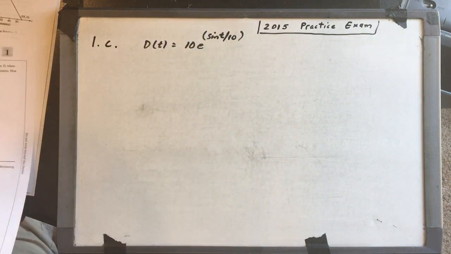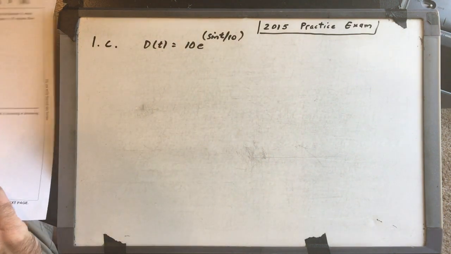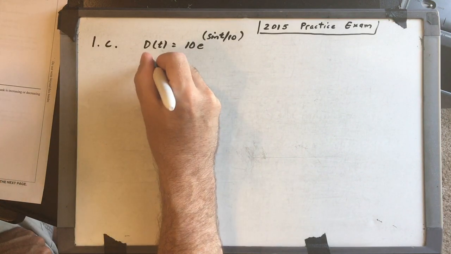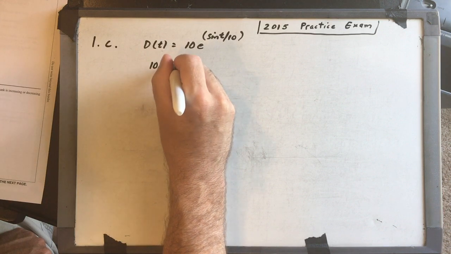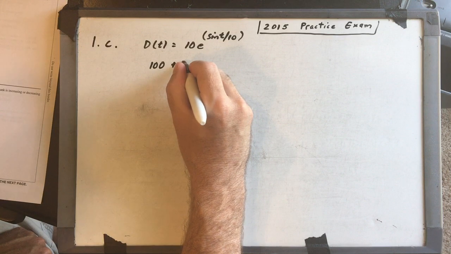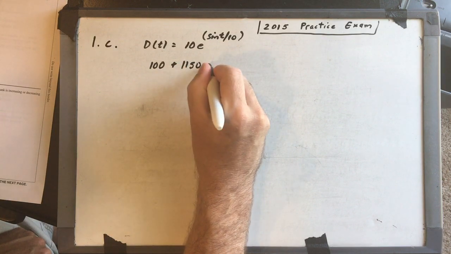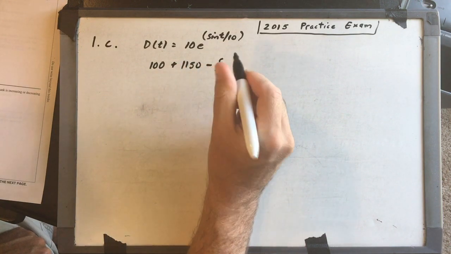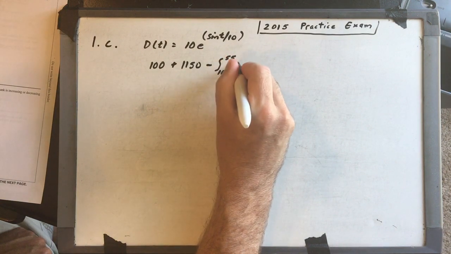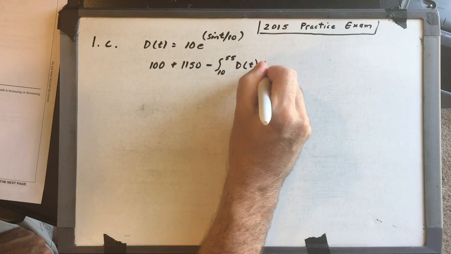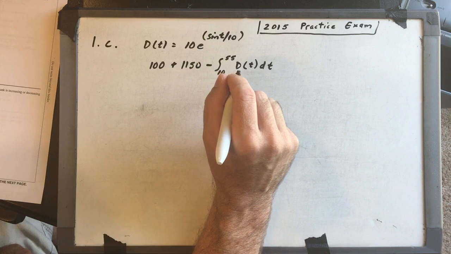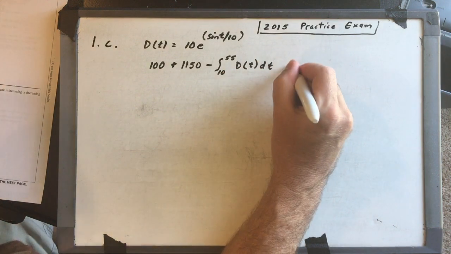Okay, so on this one, the tank starts with 100 liters. And then based on part B, we added 1150. And then you start to drain at 10 minutes and you go all the way to 55 of D of t dt. So that's how you would get it. And the number is about 800.